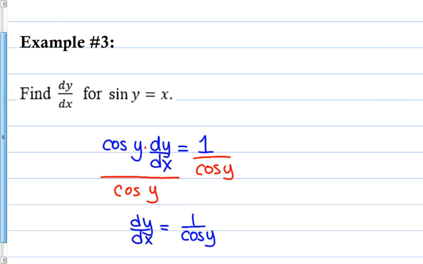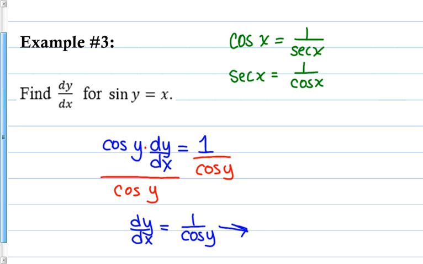That's basically my answer, except for the fact that I should know a few trig identities, right? And you should know that cosine x is equal to 1 over secant x, and secant x is equal to 1 over cosine x. So I could rewrite it as secant y. Sorry, I almost wrote x. So dy/dx is secant y.